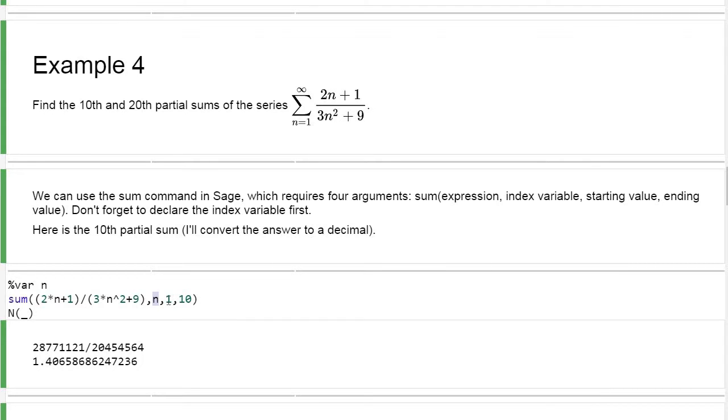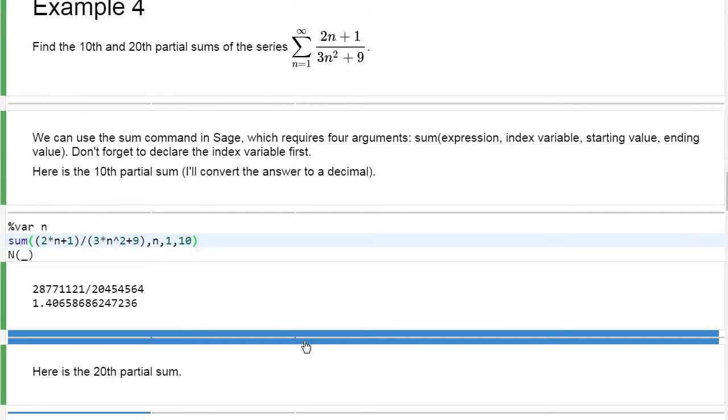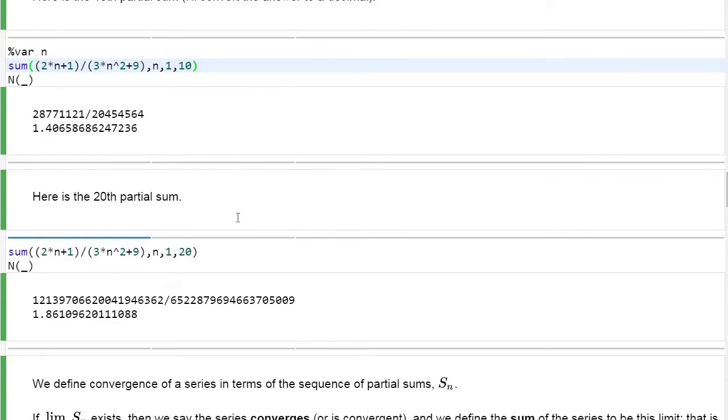I'll just use n here. n starts at 1, and for the 10th partial sum, it stops at 10. So this is just adding up the first 10 numbers in this series. And here's the fraction I convert to a decimal. It's about 1.4. The 20th partial sum looks exactly the same, except I go to 20. And that gives me 1.86. Okay, so there are some partial sums.